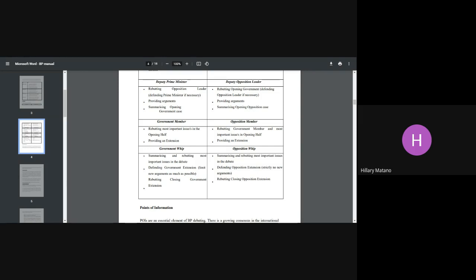That said, anybody who has a question before I proceed, or if I'm too fast? Any question? If there is none, I'd like to skip this bit of the point of information and look at the motion framing. Motion framing.